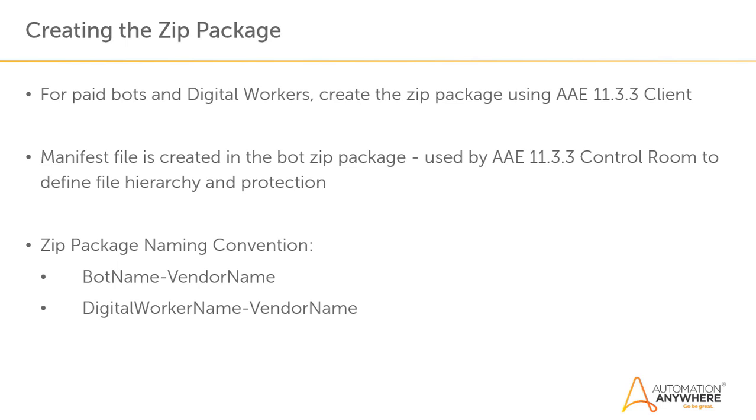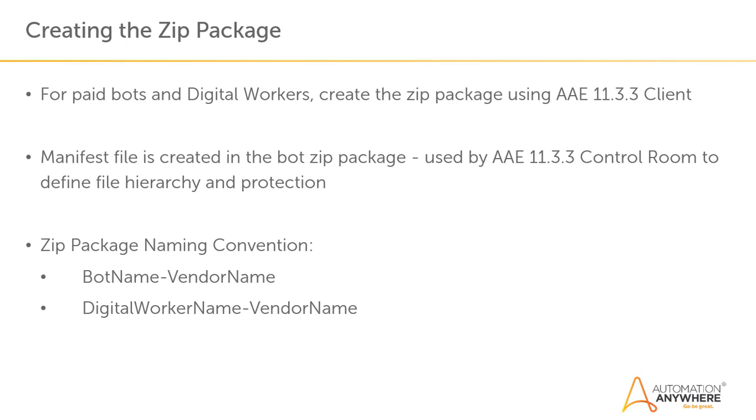Use the following two-part naming convention for your zip package. Choose a name that is brief but descriptive about your bot or digital worker functionality, followed by a vendor name. A vendor name is required to ensure unique package names. Zip package naming convention is as follows: bot name hyphen vendor name if you are submitting a bot. If you are submitting a digital worker, then the zip package naming convention will be digital worker name hyphen vendor name. Kindly note, there are no spaces anywhere in this entire naming convention.